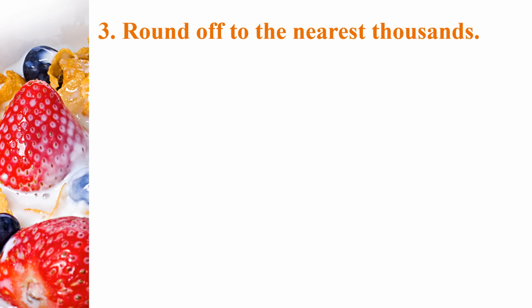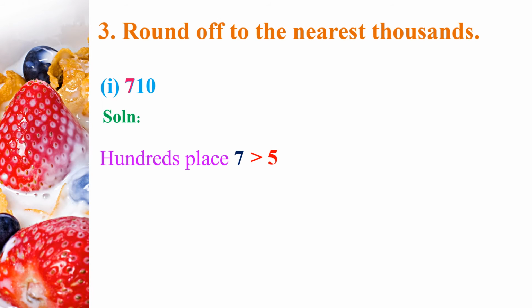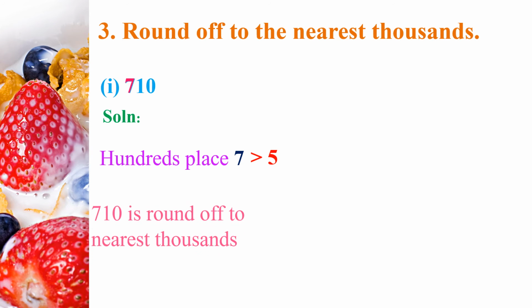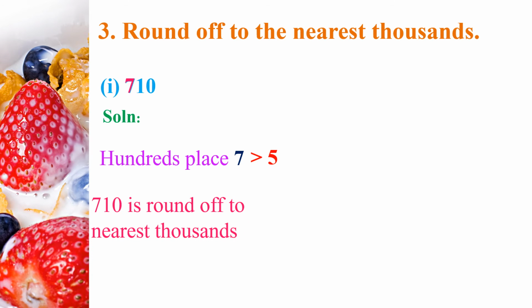Round off to the nearest thousands. 710. Now we are going to take the hundreds place, that is 7. Compare with 5. That is, 7 is greater than 5. That means replace the hundreds, tens and ones places by 0. Increase the thousands place by 1. So 710 rounded off to the nearest thousands, we will get 1000.